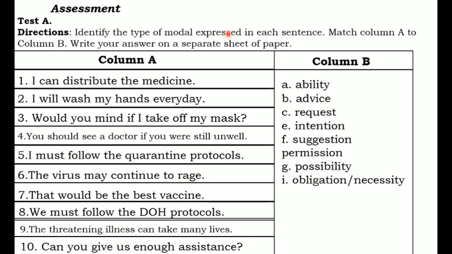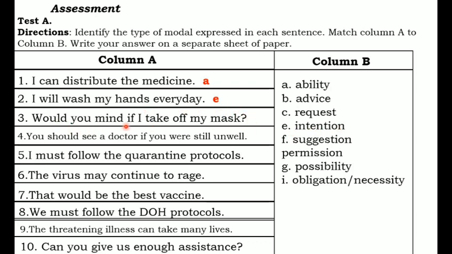Next, assessment. Identify the type of modal expressed in each sentence. Match column A to column B. Okay. Number 1, I can distribute the medicine. Answer is letter A, that is ability. I wash my hands every day. Number 2, the answer is E, that is intention.